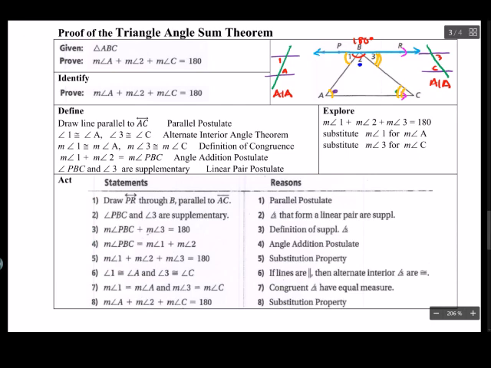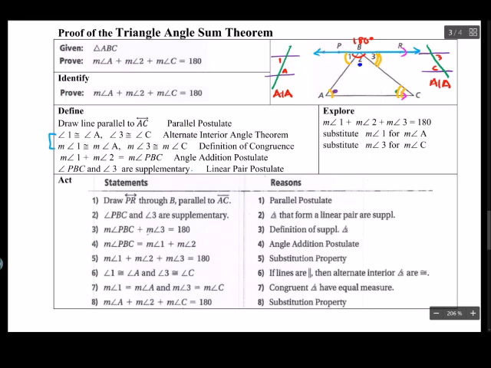I have my line drawn with my parallel postulate. I've used my alternate interior angles, and don't forget that those always go together. If my angles are congruent, my measures are equal. And then I can use my angle addition postulate to add them up, and then my linear pair postulate to make things supplementary.